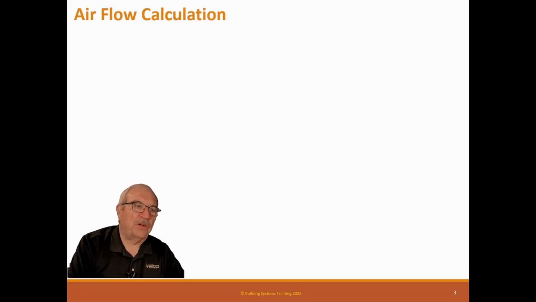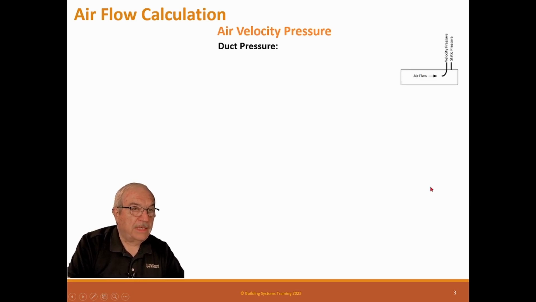All right, so we're going to start talking about airflow calculations. So the first thing we need to talk about is air velocity pressure. To do a lot of these calculations, we have to know the velocity pressure. And to do that, we have to calculate what that is, because in a duct, it has two kinds of pressures. It has static pressure and velocity pressure.